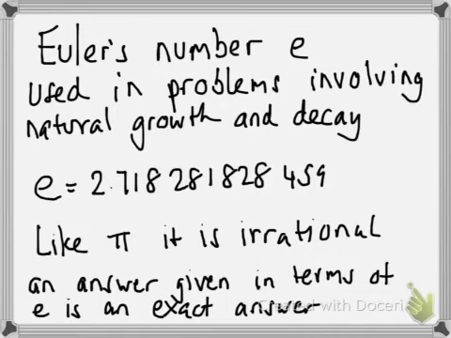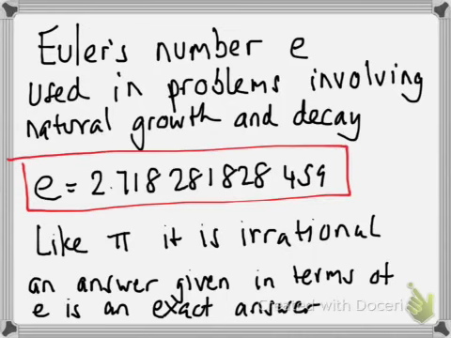But Euler's number is like pi. It's a non-recurring decimal. It goes on and on and on. So it doesn't stop there. And it's roughly 2.718 to 3 decimal places. As I said, it's an irrational number. Irrational means it's a non-recurring decimal. When we give an answer in terms of e, for example, say 3e or e on 2, we call that an exact answer.